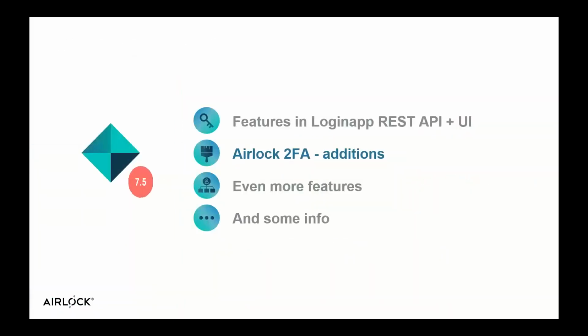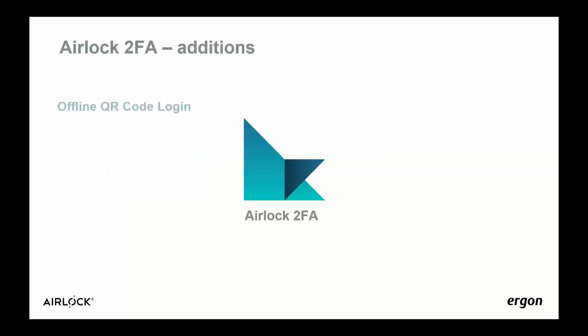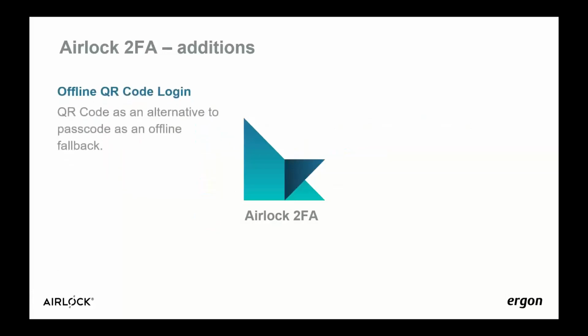Okay, so let's move on to the Airlock 2FA. We have some additions there. We added an offline QR code login. So instead of typing a passcode, you will see a QR code which you can scan with your application, and then a code will be presented to you which you can type into the screen, and then you're logged in without having any connection with your mobile phone. For instance, if you're in an airplane or whatever, you can still log in with the Airlock 2FA.